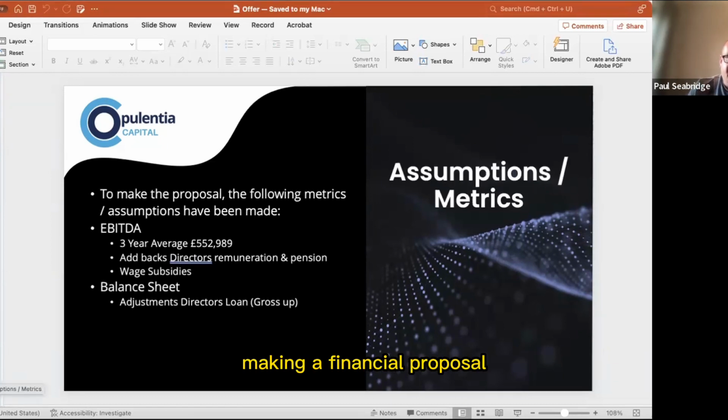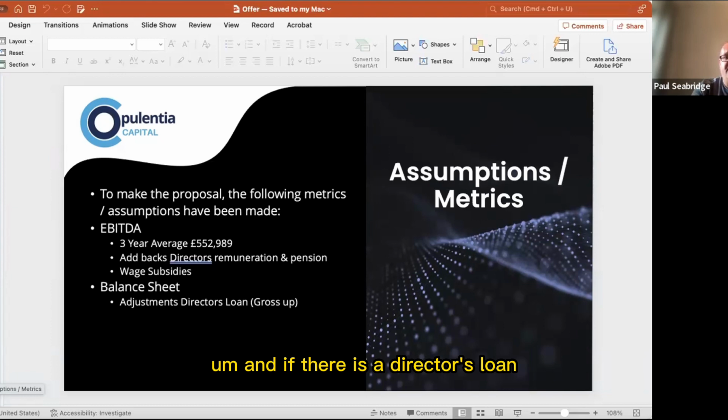In terms of making our financial proposal, we've used some assumptions and metrics, and this is the slide where we'll explain what those are. So we'll explain to them that we've taken a 3-year average EBITDA. In this example, it's 552 grand. And if there's any normalizations to EBIT, so for example, if there's directors' remuneration, pension costs, wage subsidies, whatever, to inflate that profit, then we can adjust accordingly. Same with the balance sheet as well.